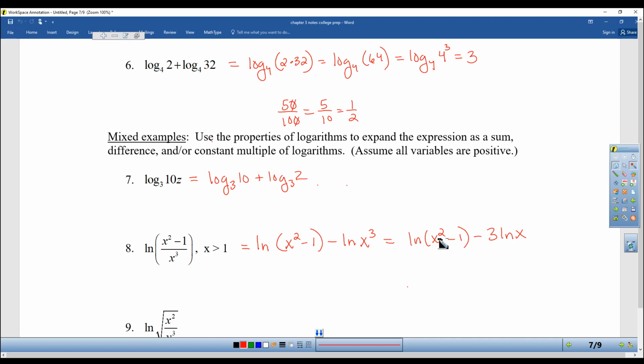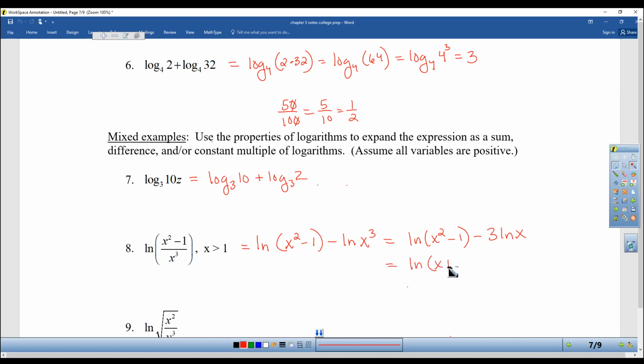Now you might be wondering, well, can I move that square? You cannot. The x squared minus 1 are attached to each other, so you cannot. If you stopped here, you would only lose 1 point if you were in college prep, because this next step is a little bit tricky. But if you're in honors, I need to see that you can do this next step.